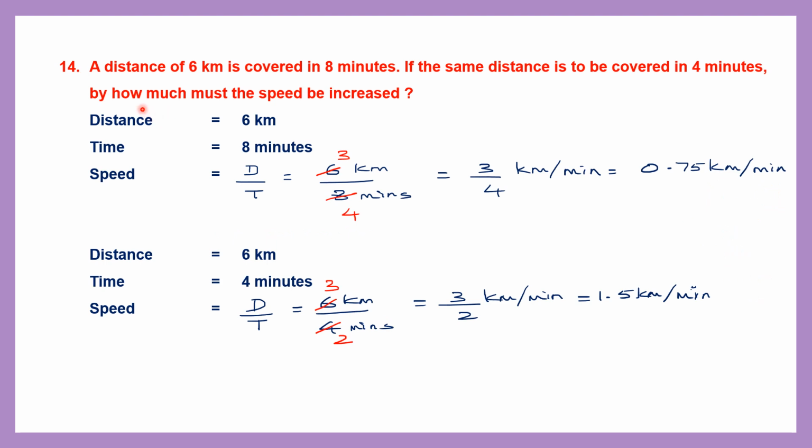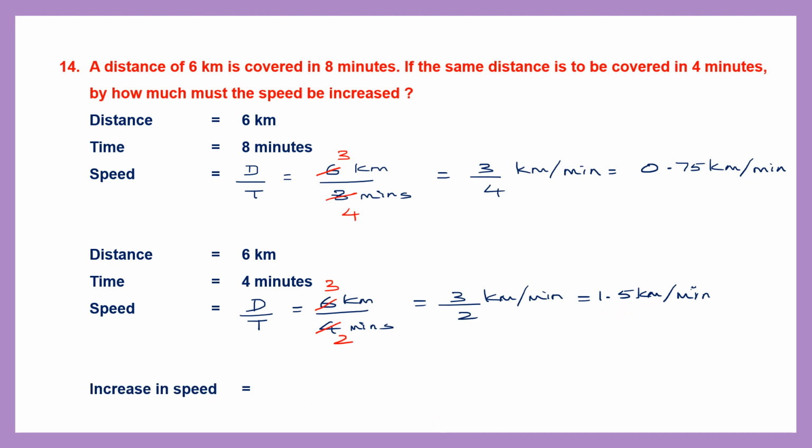Now the question is, by how much must the speed be increased? So here we found the speed to be 0.75 kilometers per minute when it could cover it in 8 minutes. Now we are saying that the vehicle must cover this in 4 minutes. So we found the speed to be 1.5. By how much should it be increased from here to here? 0.75 has now become 1.5. That means we need to subtract.